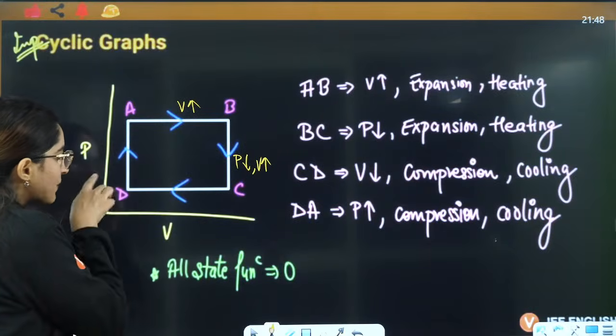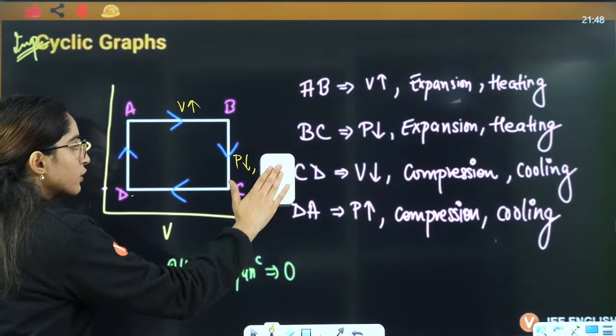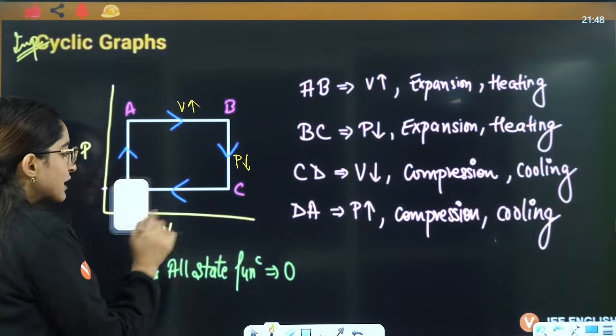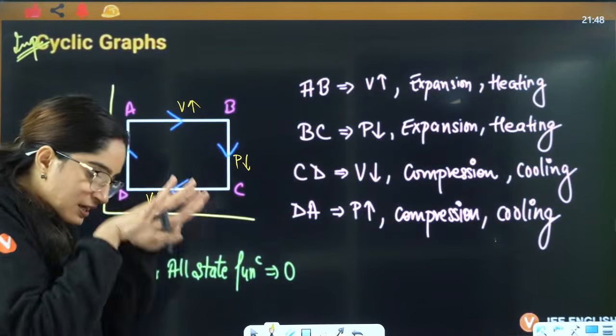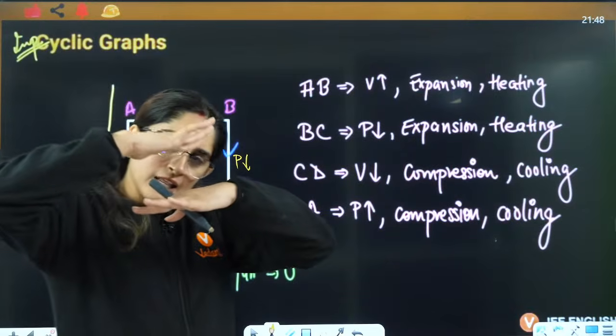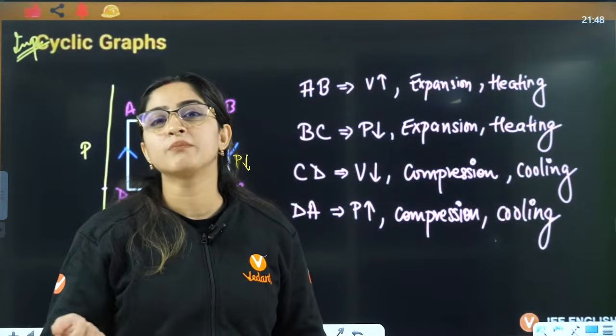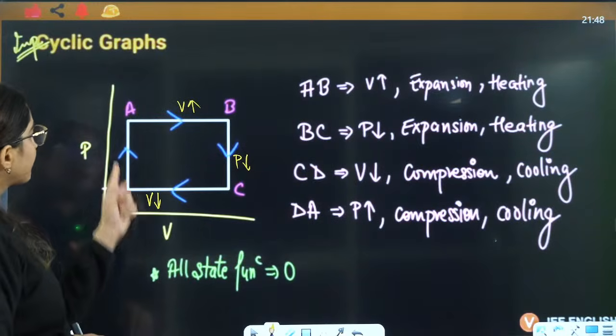Here you will see pressure is constant, pressure is not changing here, right? Or you can just directly write this: C to D, pressure is not changing but volume is decreasing. When volume is decreasing, it is a case of compression, it is getting compressed, and compression means cooling, right? So it is cooling. D to A.